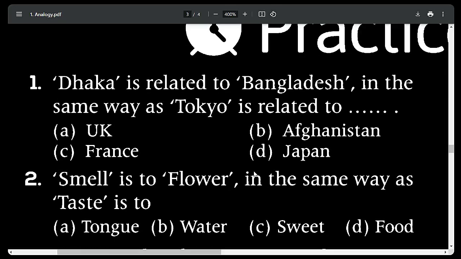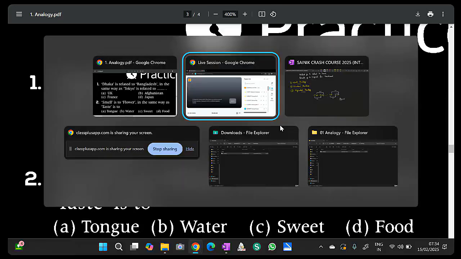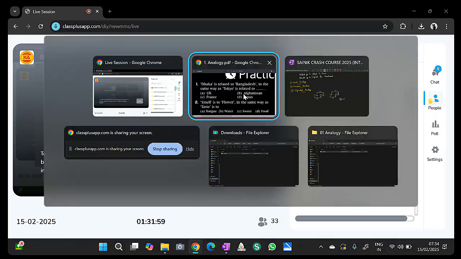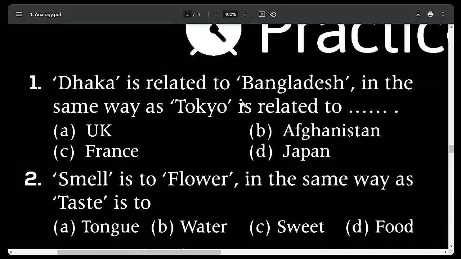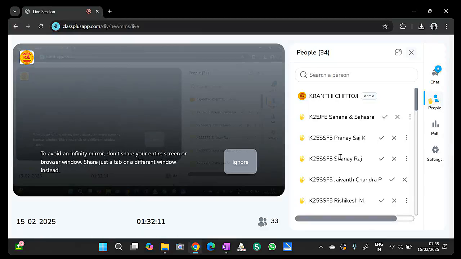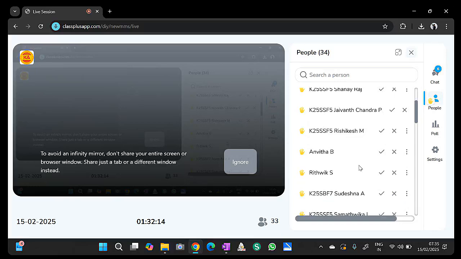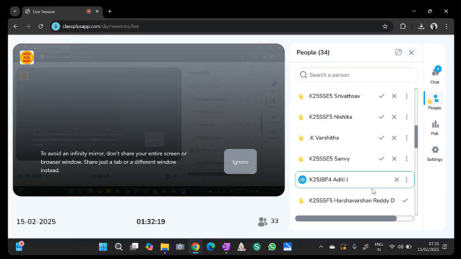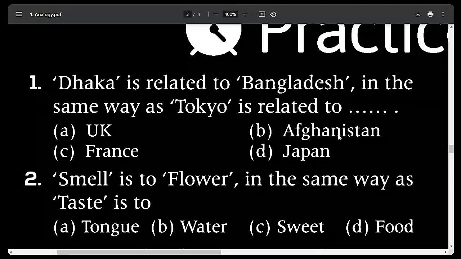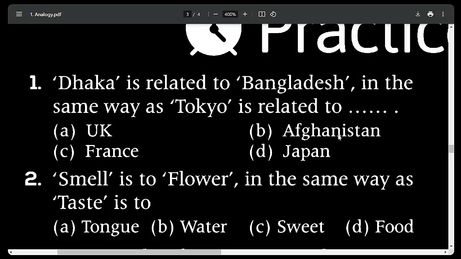Smell is to flower in the same way as taste is to dash. You can raise a hand, all of you, if you want to answer. Smell is to flower in the same way as taste is to dash. Okay, let us see who is trying to give an answer. Aditi, can you give the answer for this? Sir, smell is to flower in the same way taste is to dash.